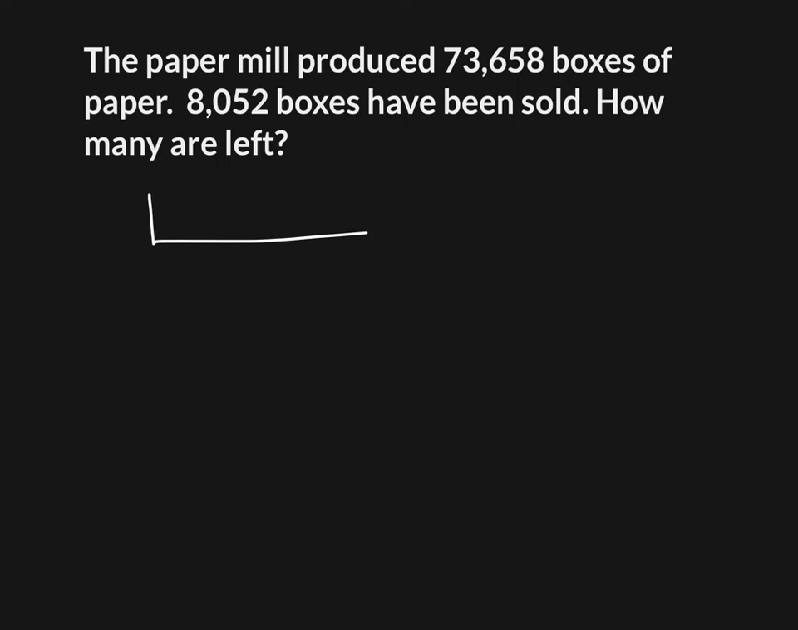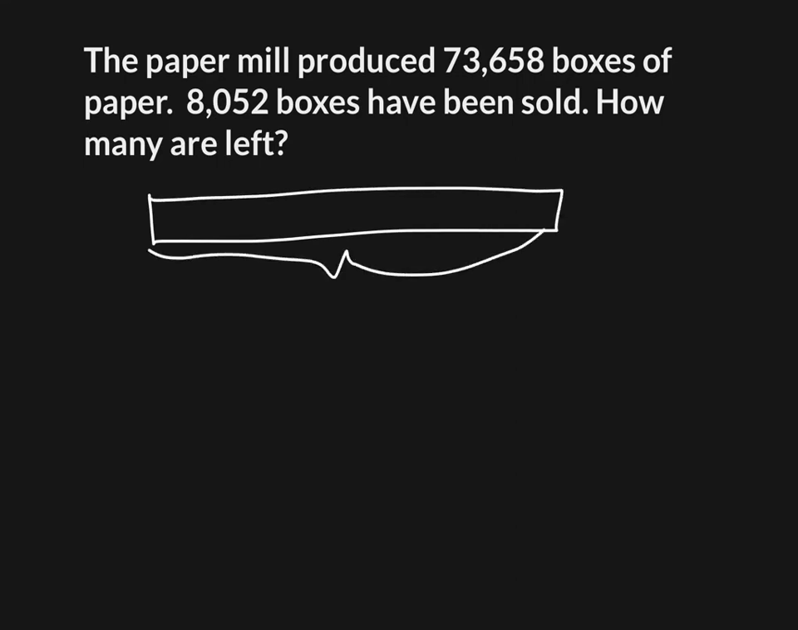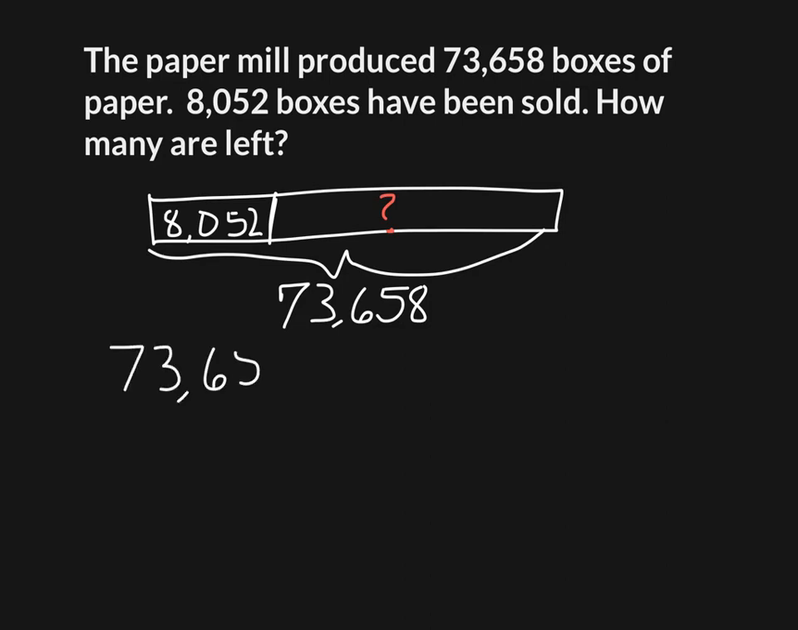So I can draw a tape diagram to model this problem, and my whole is going to be the amount they started with, how much they produced, which was 73,658. Now that's divided into two parts. One part they've sold, and I know what that part is, 8,052. And then the other part is the mystery that we're trying to figure out. How many are left? So I can do this using subtraction. I start with the whole number, 73,658, and I'm going to take away the part that I know, 8,052.